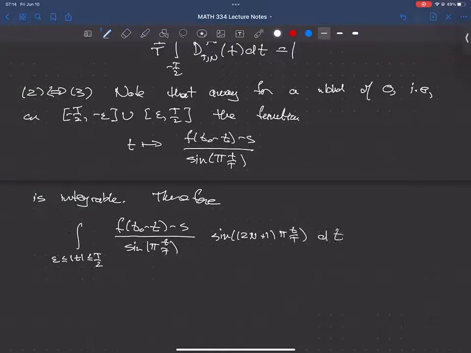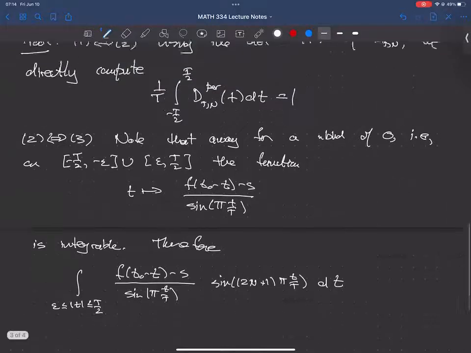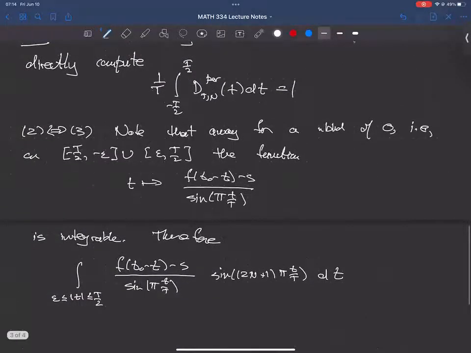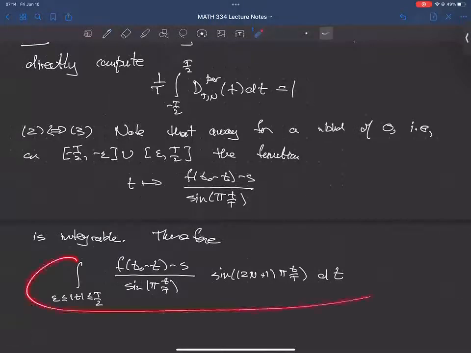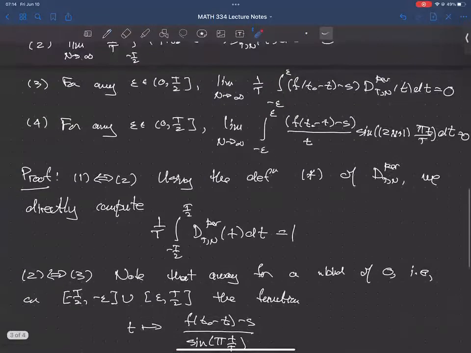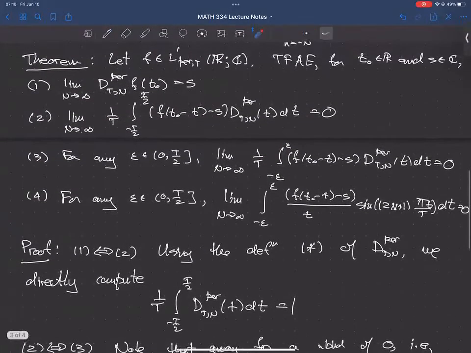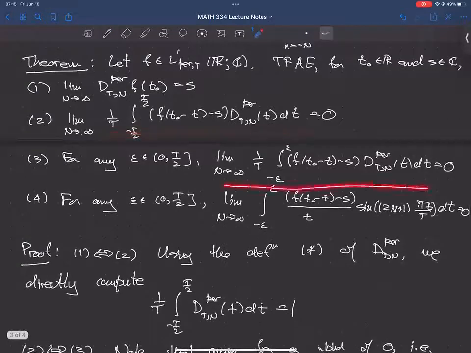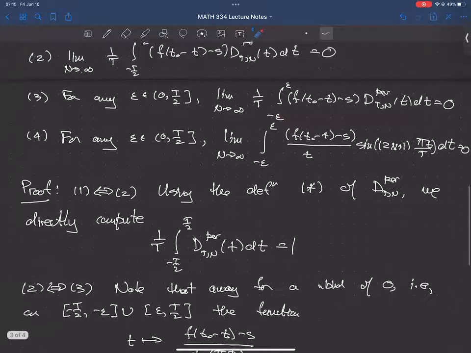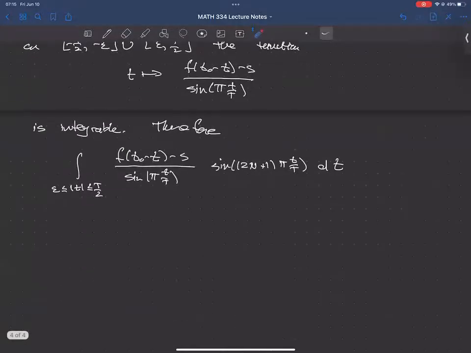Okay, and what if I can show that the limit as n goes to infinity of this thing is equal to 0? Then that implies that the limit as n goes to infinity of this will be equal to the limit as n goes to infinity of this, because I've shown that the remainder bits, the bits from outside of minus epsilon to epsilon, go to 0. So the question is, why does this integral go to 0 as n goes to infinity? I claim that this is equal to 0.